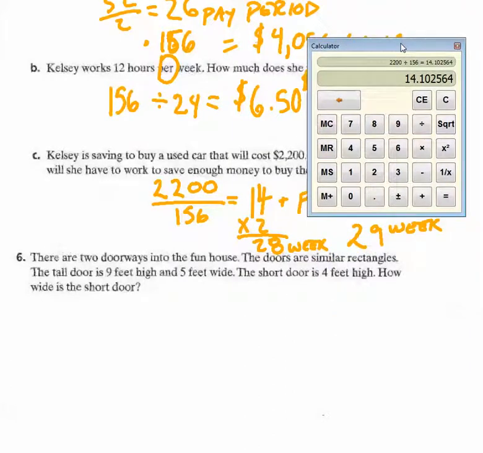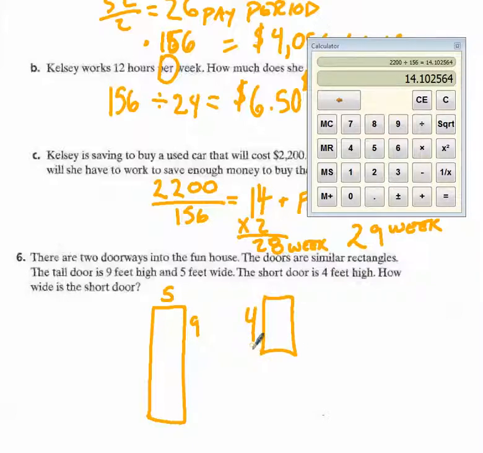All right, there are 2 doors in the fun house. Woohoo, fun. The doors are similar rectangles. The tall door is 9 feet by 5 feet. And so I'm going to draw the doors. The short door is 4 feet. How wide? So I need to know what number multiplied by 9 equals 4. This is just scale factor stuff, remember? And we said the scale factor is the image over the original. So 4 over 9, which is equal to 0.4 repeating.